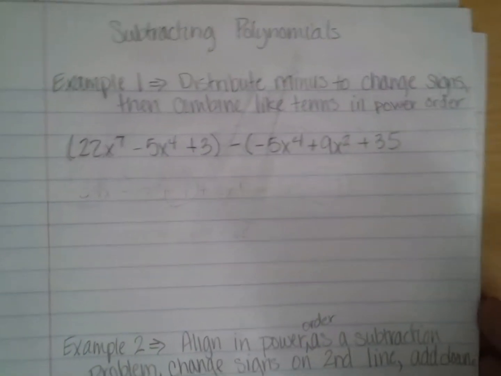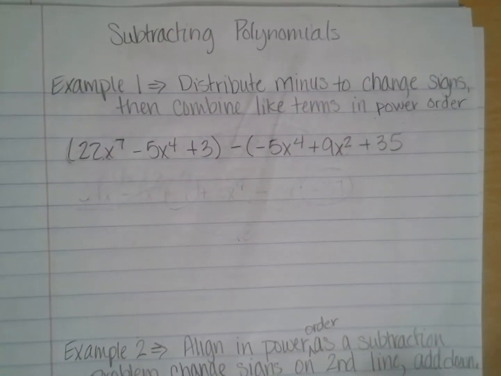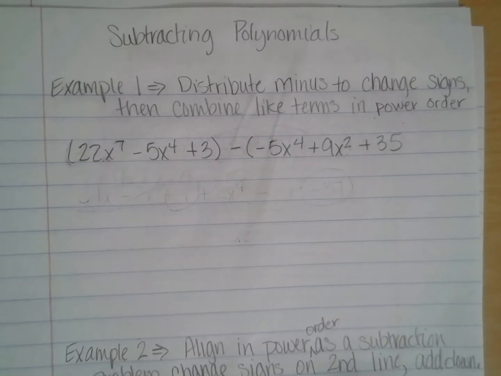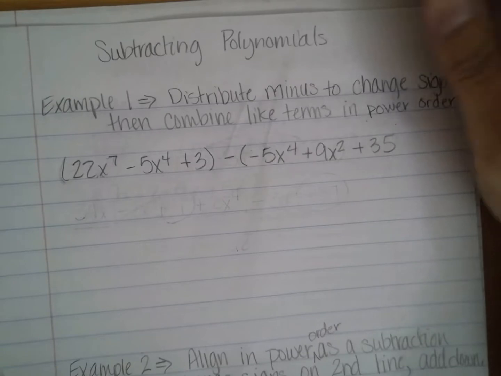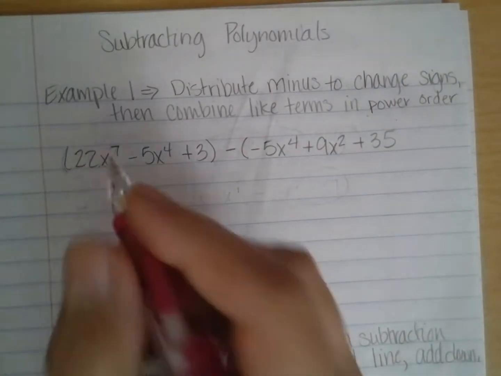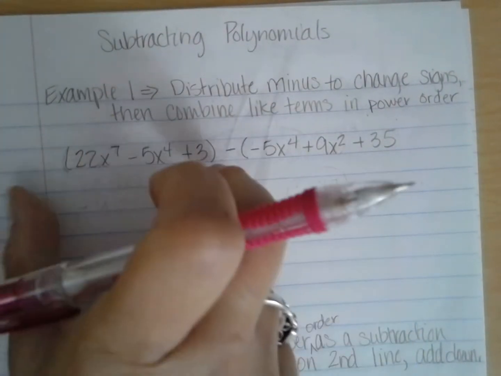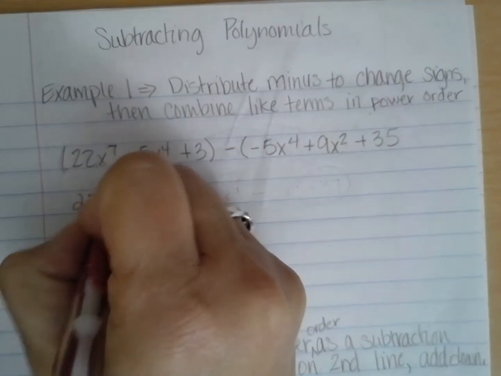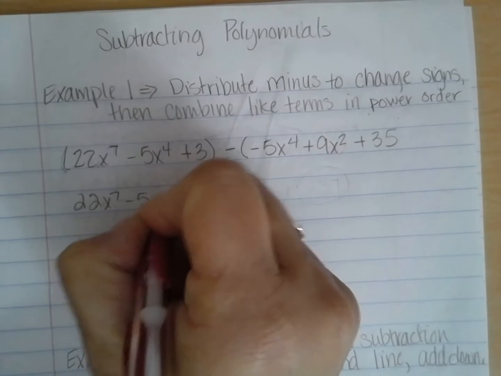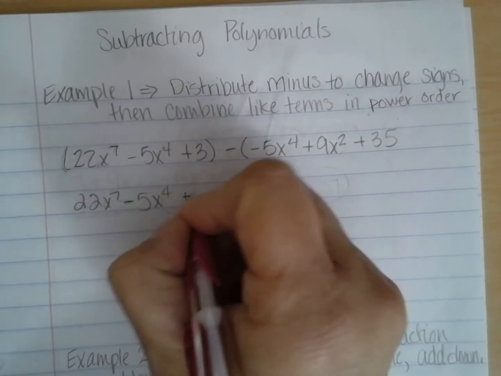Okay, we're going to look at subtracting polynomials. There are two methods that are useful. One is to distribute the minus to change the signs and then combine like terms in power order as if you were adding. So first of all, the first parentheses do not matter, so we can simply get rid of them, and we're going to copy down the equation the way we see it.